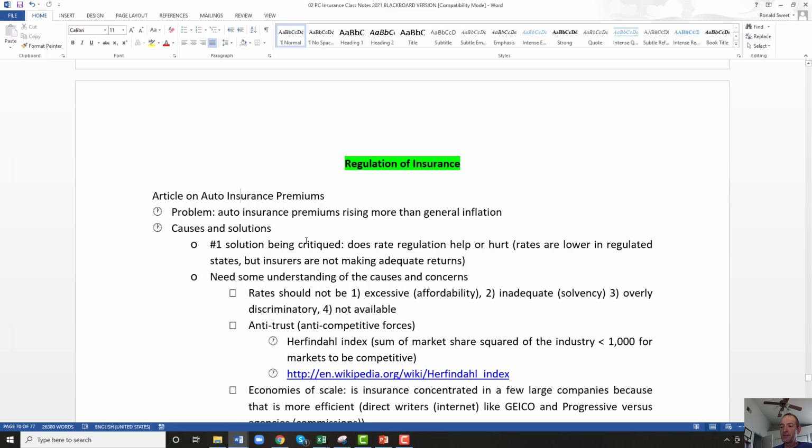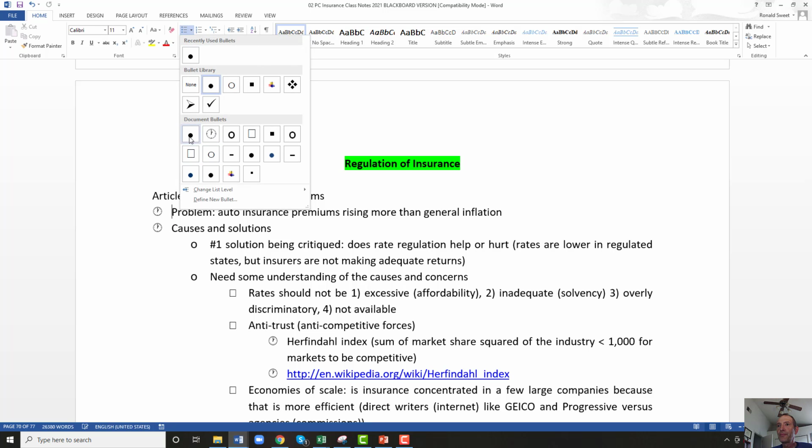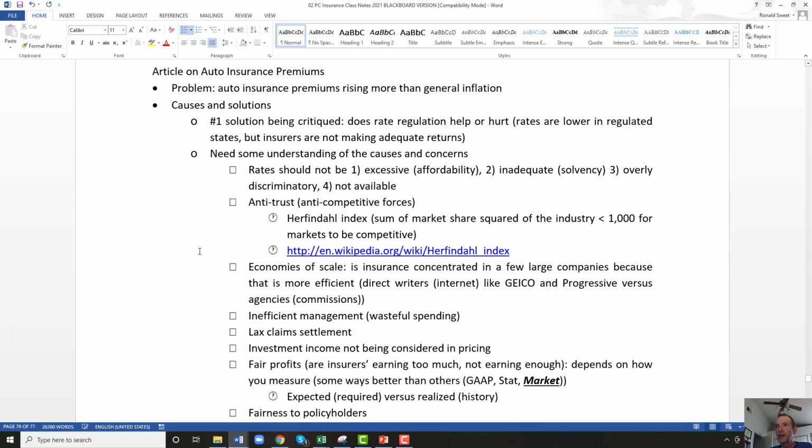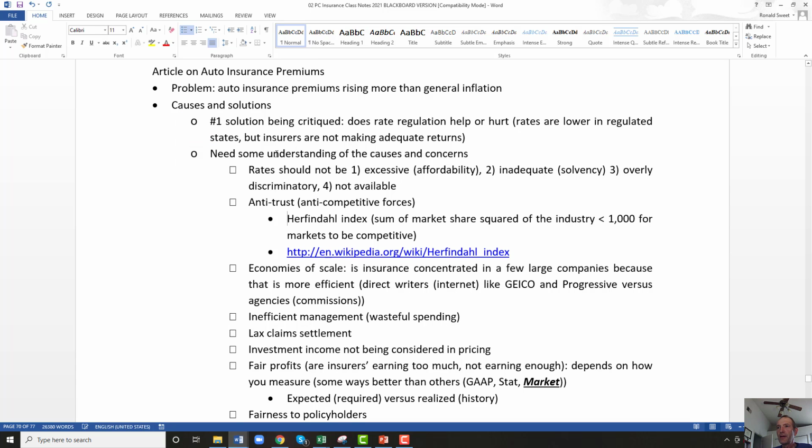All right, so that brings us to our last topic here. We've already covered this some, so I think we should just quickly review what we saw before. We did an article on insurance regulation on premiums, and we said, just to bring in the idea of regulation and its impact, auto insurance premiums at the time of the article were rising more than inflation. And so the question was asked, does rate regulation help or hurt?